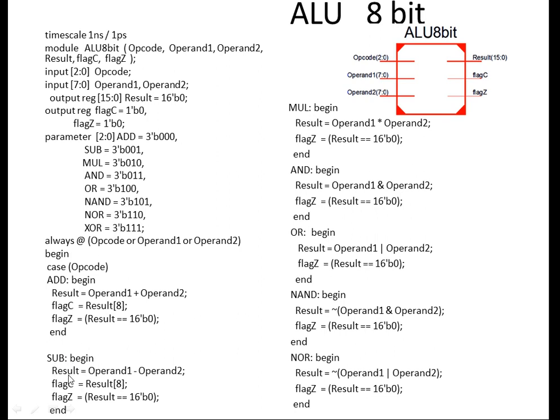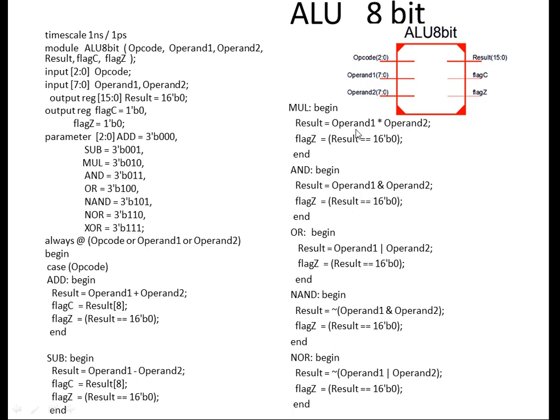Similarly for subtraction. Subtraction is the same: result should be operand 1 minus operand 2, and the flag is the same, bit 8 of the result. That means if that bit is 1, then the carry flag should be 1. Else, if the result is equal to 0, then the zero flag should be set. Okay, so this is subtraction.